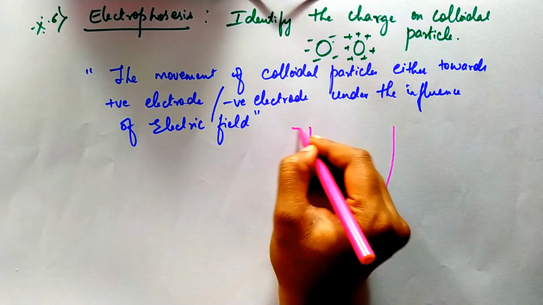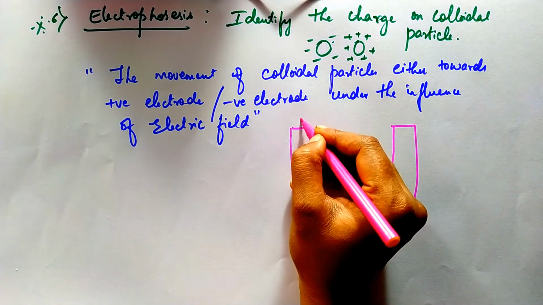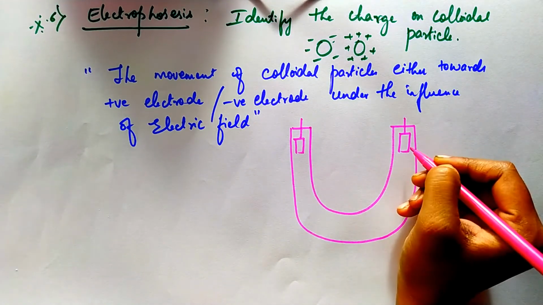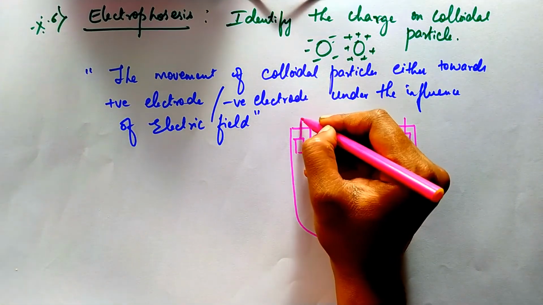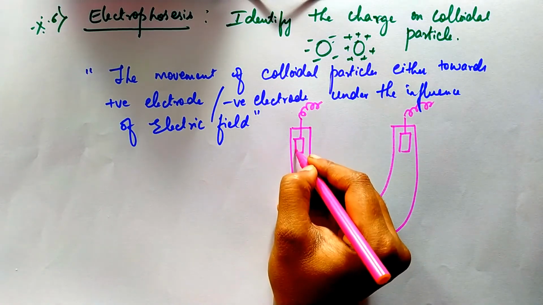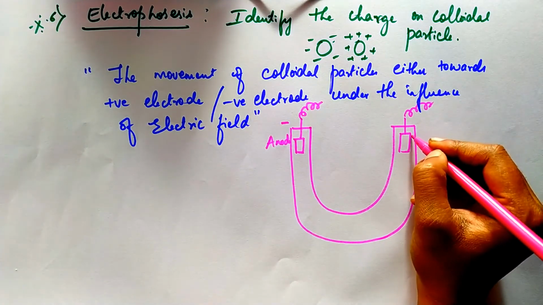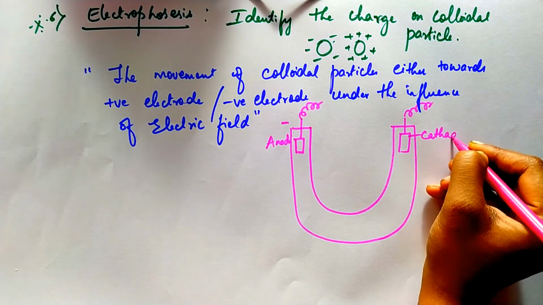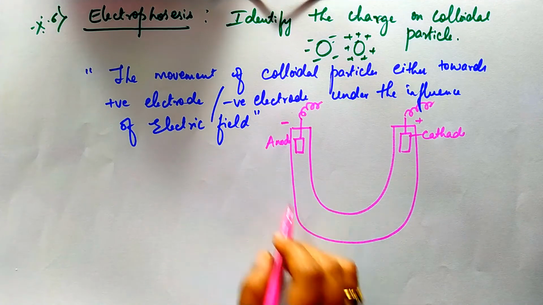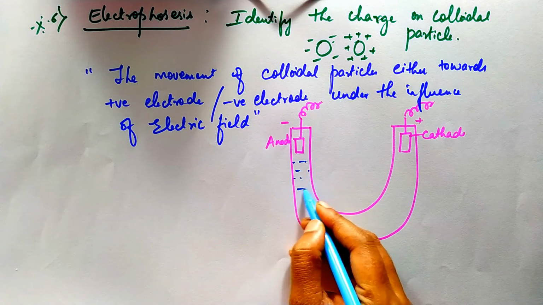I am taking the U glass tube which contains a platinum electrode which is connected to the battery. So here one end we call it an anode, and the other end we take it as a cathode. This is positive. So this platinum electrode is connected to a battery. To this U tube, let us take a colloidal solution.